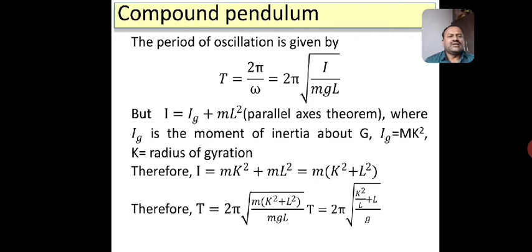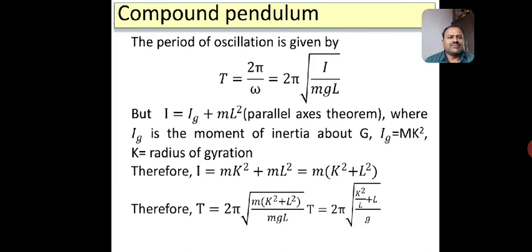mgl divided by I. Therefore, the period of oscillation of the pendulum can be written as T is equal to 2 pi by omega, which is equal to 2 pi into square root of I divided by mgl. Here, the moment of inertia I can be written as Ig plus ml square, where Ig is the moment of inertia about the center of gravity, which can be written as Ig equal to mk square, where k is the radius of gyration. Therefore, I is equal to mk square plus ml square. This is written using the parallel axis theorem.